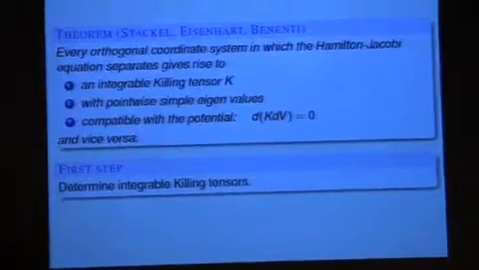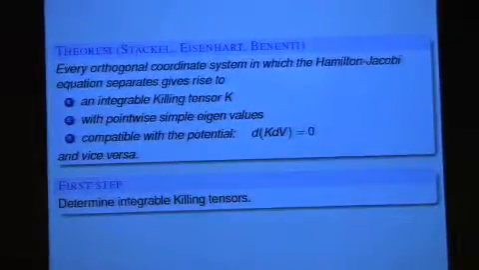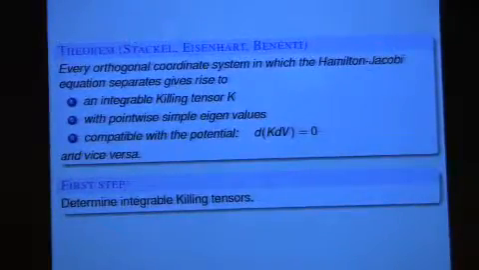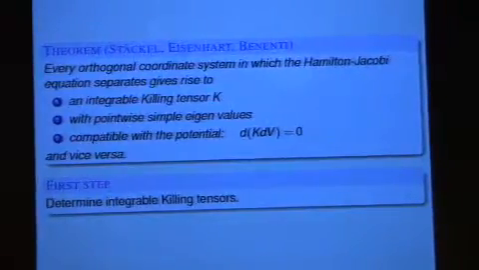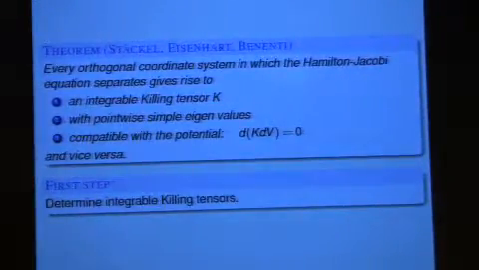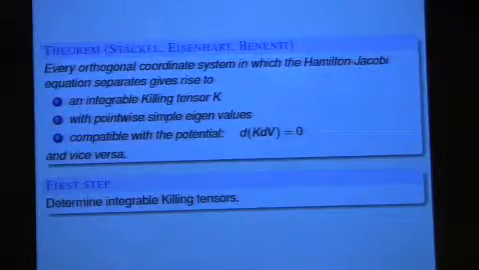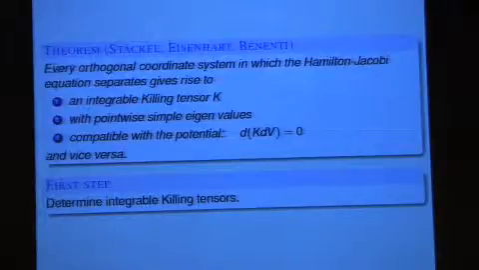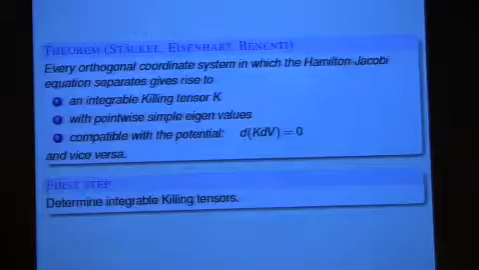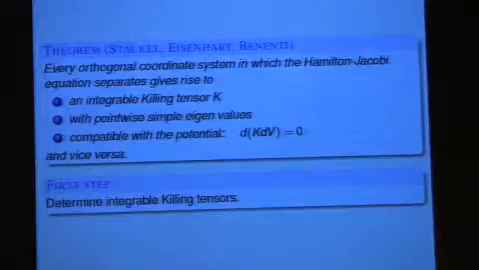So then we have this nice result that every orthogonal coordinate system in which the Hamilton-Jacobi equation separates gives rise to such an integrable Killing tensor with some additional conditions, pointwise simple eigenvalues, and a certain compatibility with a potential, and vice versa. Each such tensor gives a coordinate system in which the Hamilton-Jacobi equation separates.